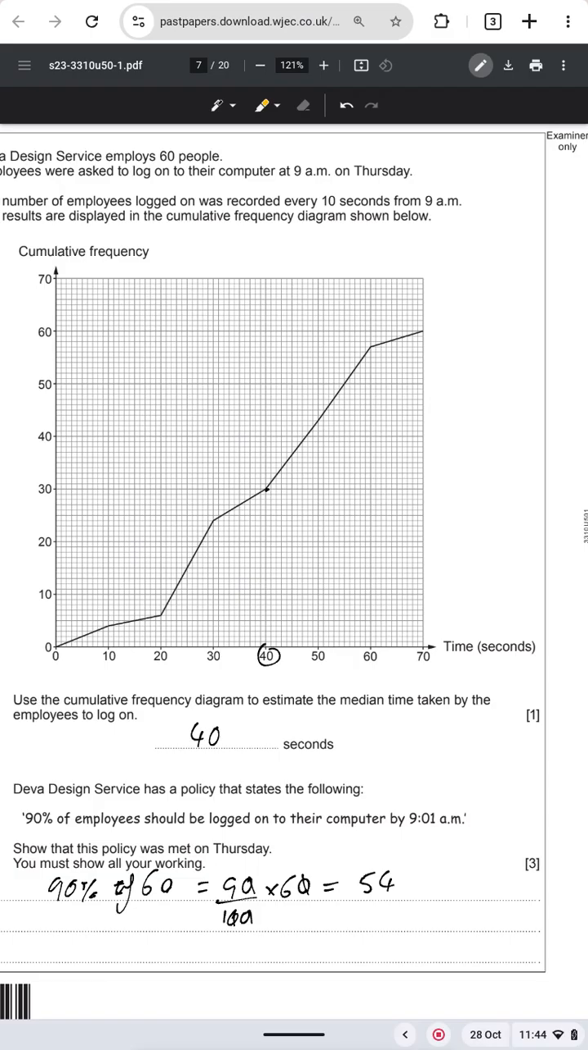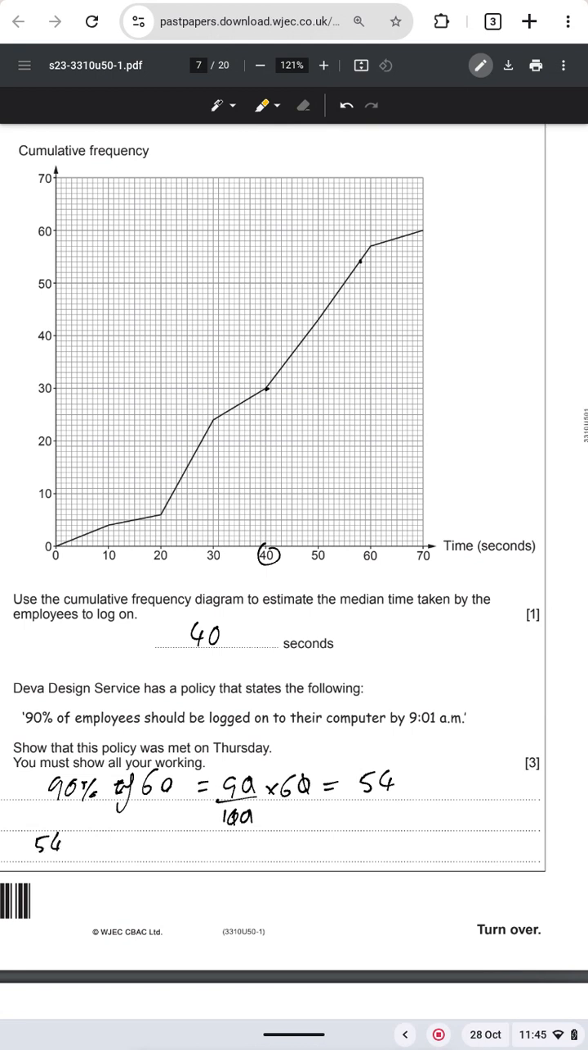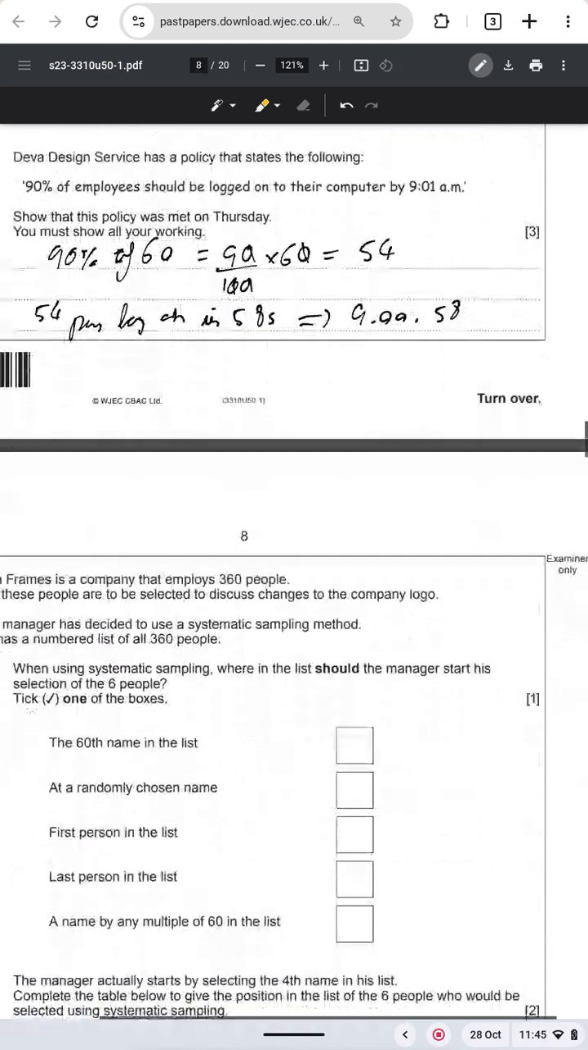So we're looking for the 54th person, which is going to be here on the graph, which is about 58 seconds. So the 54th person logged on in 58 seconds, which is the equivalent of 9:00:58, and therefore we have shown that 90% have logged on by 9:01.